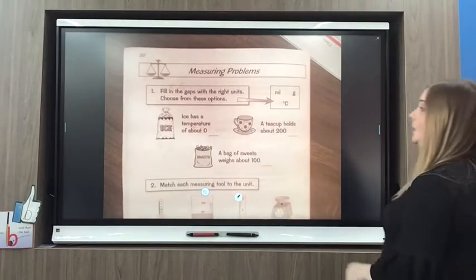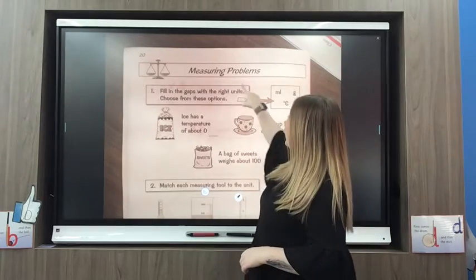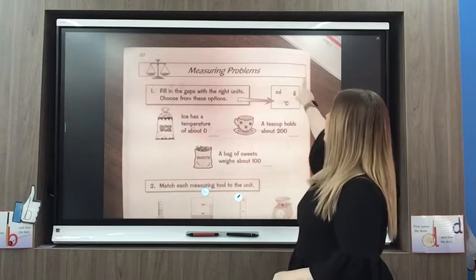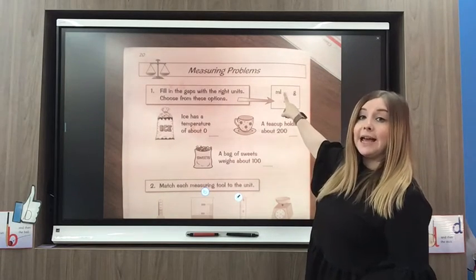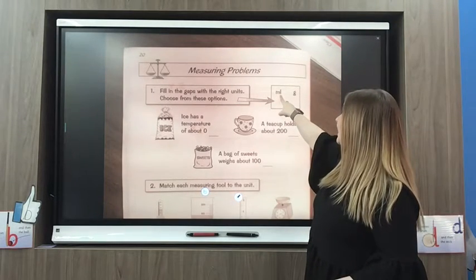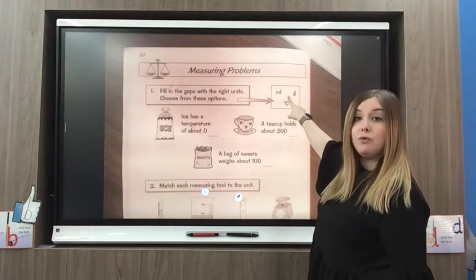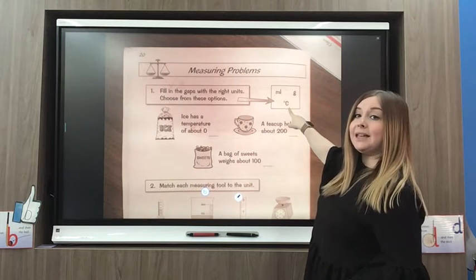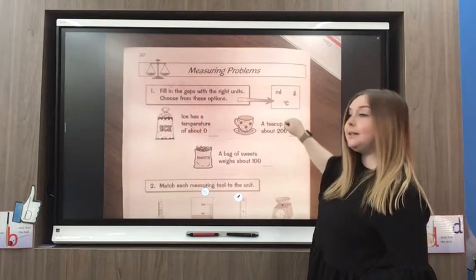Okay, and it's asking you to fill in the gaps with the right units, and we've just spoken about some of these units. So here I can see an M and an L, which stands for millilitres. Well done. So millilitres. I can see a G for grams, and then I can see that little circle and a big curly K, and that stands for degrees Celsius.